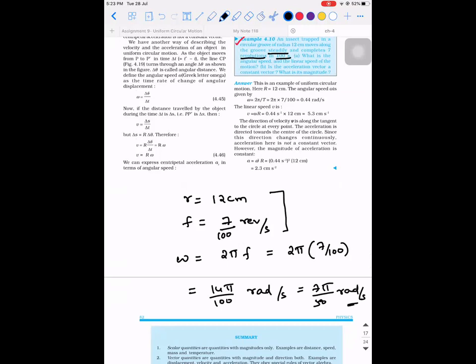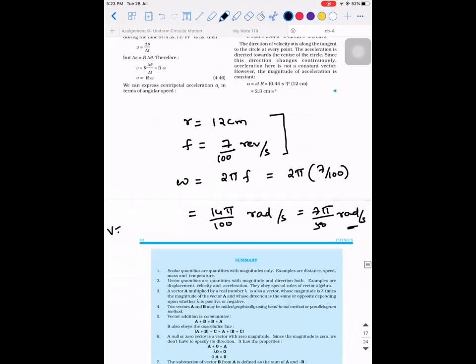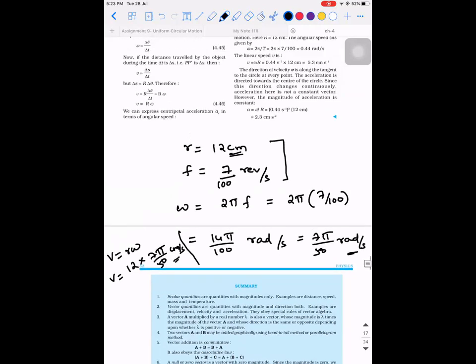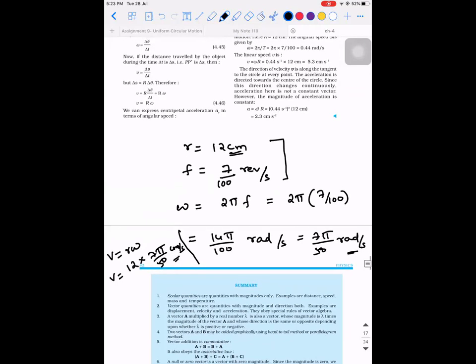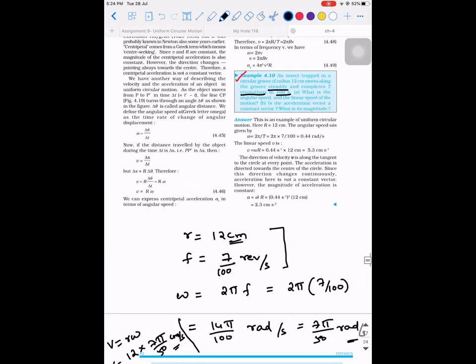Now they are asking what is the linear speed. So how to find the linear speed? Linear speed is v equal to r omega. So v is equal to r, which is 12, into omega, which is 7 pi by 50. And the answer will be in terms of centimeter per second because r is given in centimeter. Omega is the angular speed, yeah. Is this clear, guys? We found omega, we found v. So what is the second part of the question?